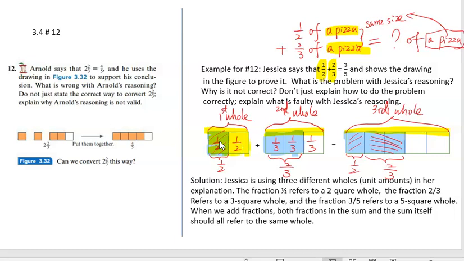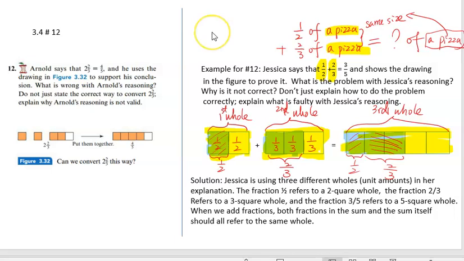So for example, maybe this is a smaller size pizza. And then she's adding a bigger pizza, like a small size, a medium size. And then she's talking about a large size. And when we add fractions, we cannot add portions from 3 different sizes. It has to be from the same size pizza. So that's why her explanation is incorrect.